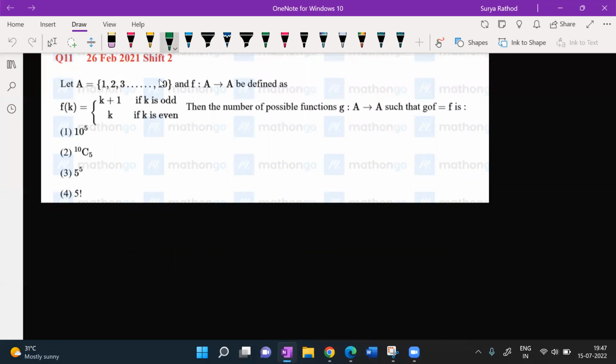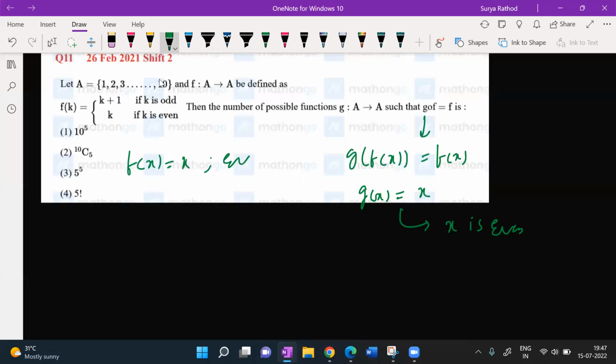He has given, look at this here. This is the composite function g of f of x is equal to f of x. So now here, g of x is equal to x. Correct? G of x is equal to x. When does it happen, beta? If x is even. So f of x is equal to x is an even function. F of minus x is also an odd function. Correct? So look at this here. F of g of x is equal to x, that is, x is an even function.